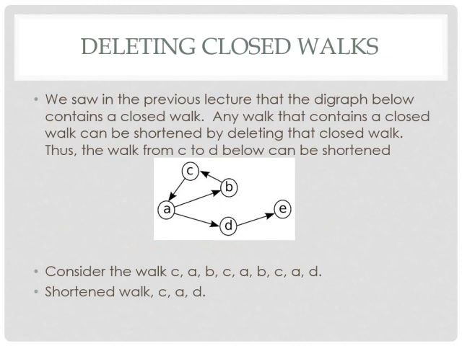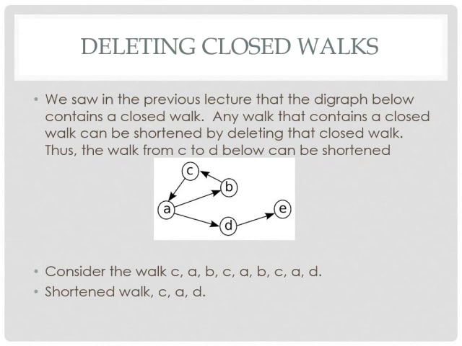Now, we've seen this diagram before when we talked about the number of trails from C to D. And we saw that we could go from C to A to B, to C to A to B, to C to A, and then finally to D. But of course, this wasn't the shortest way. We could have just gone from C to A to D. Now, what are we doing here?